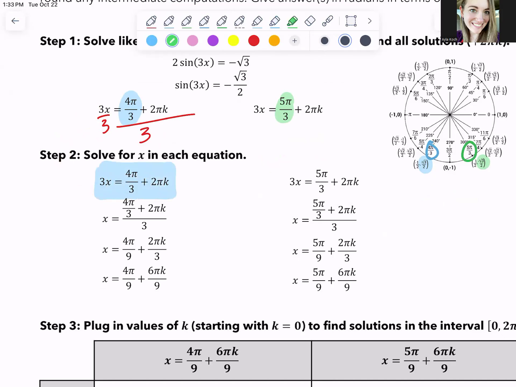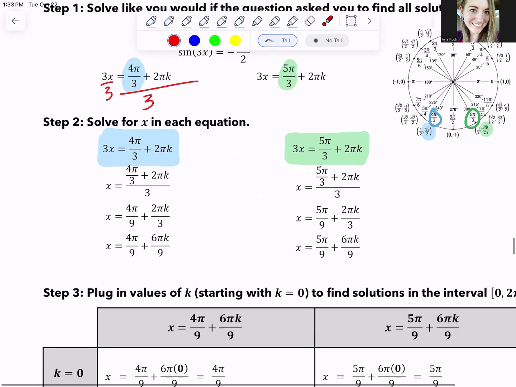And let me do this. Okay, so from this step here to this step here, everything is divided by 3. When you divide 4 pi over 3 by 3, this becomes 4 pi over 9. And when you divide the 2 pi k by 3, it just becomes 2 pi k over 3.